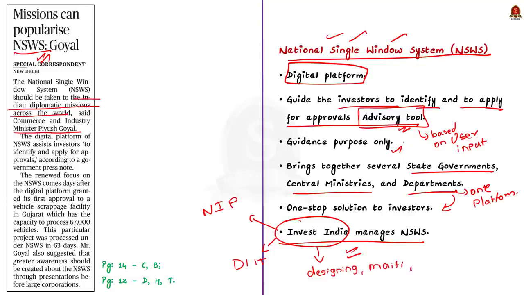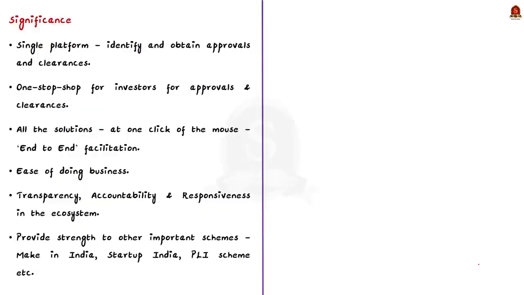Now we will see the significance of the NSWS. See, as we discussed, National Single Window System provides a single platform to enable investors to identify and obtain approvals and clearances needed by investors, entrepreneurs and businesses in India. This portal offers a one-stop shop for investors for approval and clearance. And all the solutions will be there for all at one click of a mouse through end-to-end facilitation.